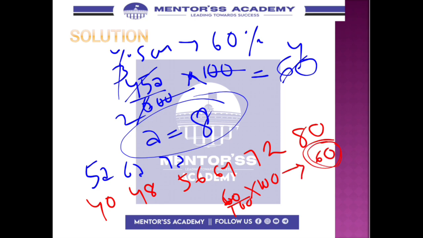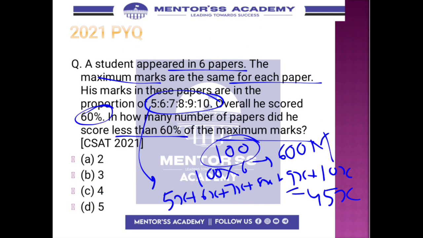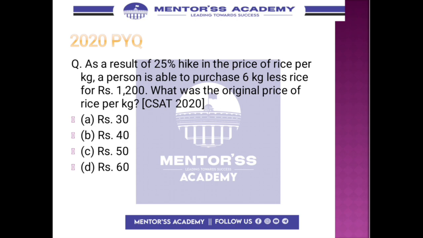So how many papers do we have with less than 60? This one, 40, 48 and 56. So these 3 papers have less than the minimum marks, so less than 60 marks. So the correct answer to this question is option B, 3 papers. It was asked in how many papers he scored less than 60, and that is 3 papers. All right, so let's move on to the next question.